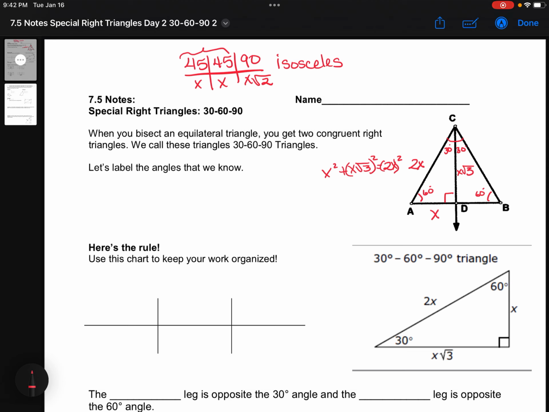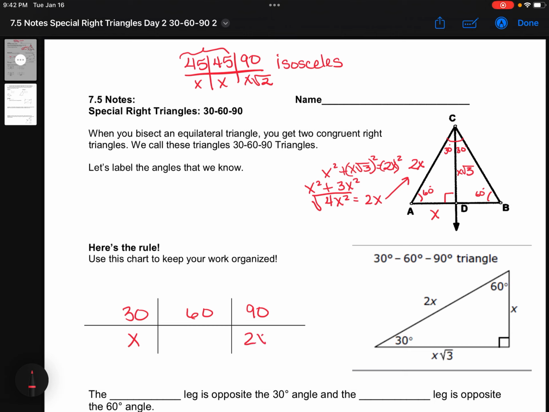So let's see if that works out. So I have x squared plus 3x squared, which is 4x squared. And if I square root it, I get 2x, which is my new hypotenuse. So here's our new chart we're going to use.